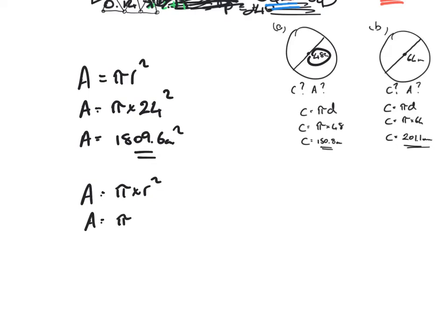Okay, for the second one, it's pi times r squared again. And that's pi times, well, the diameter this time is 64, so the radius will be 32. Pi times 32 squared, and that will give me 3,217.0 square centimetres.